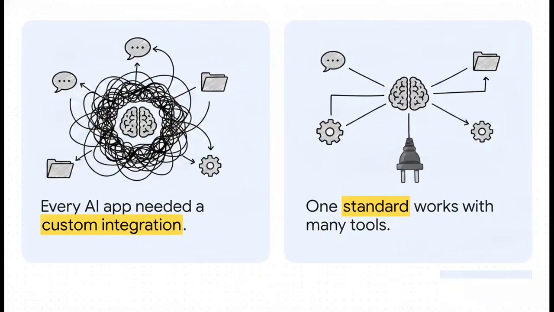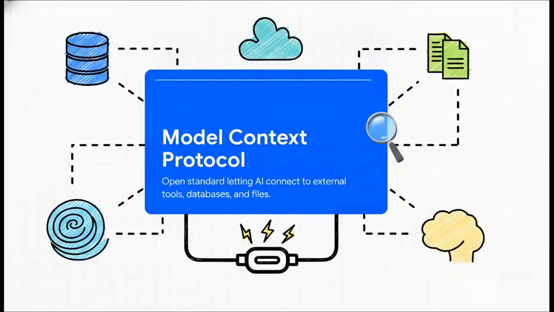But MCP brings total elegance to the process. You have one single standard protocol. The AI talks to the MCP client, which talks to the MCP server, which then connects to literally any tool you want. It's basically a universal adapter. So let's actually define it formally. MCP stands for Model Context Protocol. It's an open standard that allows AI assistants to connect to external tools, databases, files, and services in a perfectly consistent way. Just like how USB-C became the one standard plug for charging all our devices, MCP is quickly becoming the standard plug for AI to connect to the outside world.